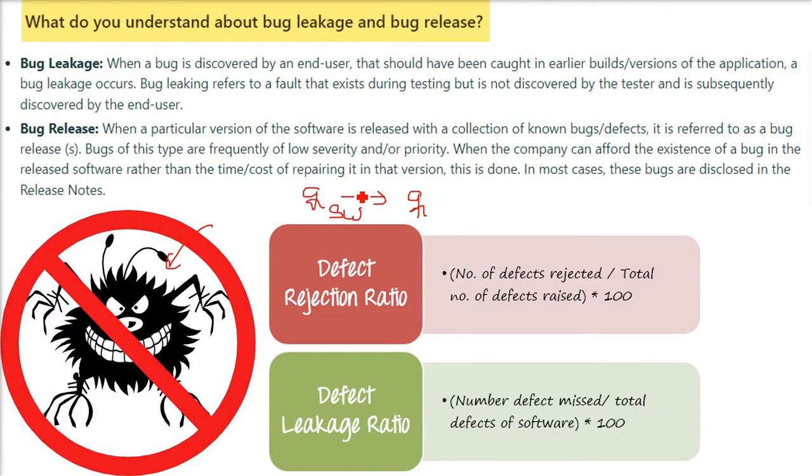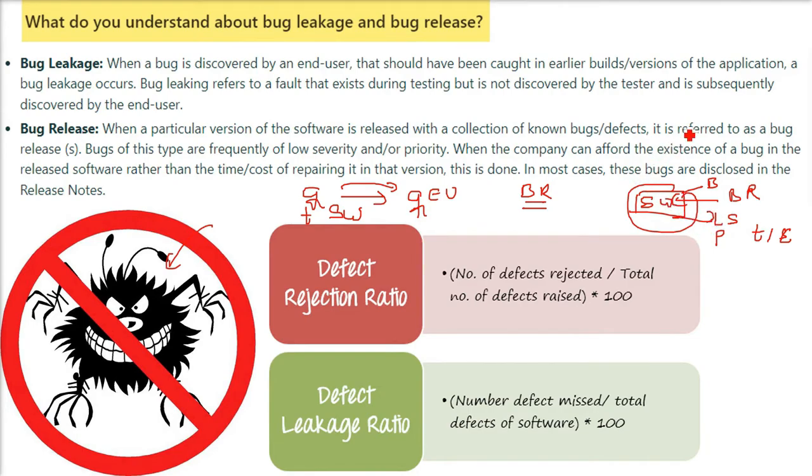So bug leakage refers to a fault that exists during testing, but was not discovered by us, a tester or a software team, and is subsequently discovered by the end user. What is bug release? When a particular version of the software is released to the user with a collection of known bugs and defects, we know these are the bugs and defects in the software. It is referred to as a bug release. Bugs of this type are frequently of low severity or low priority. When the company can afford the existence of a bug in the released software rather than the time cost of repairing it in that version, it is just released. In most cases, these bugs are disclosed in the release notes.